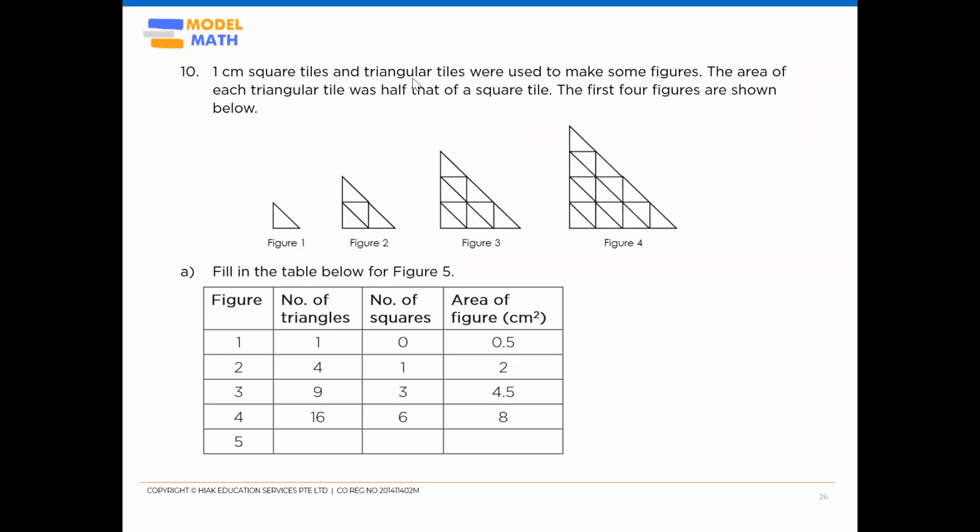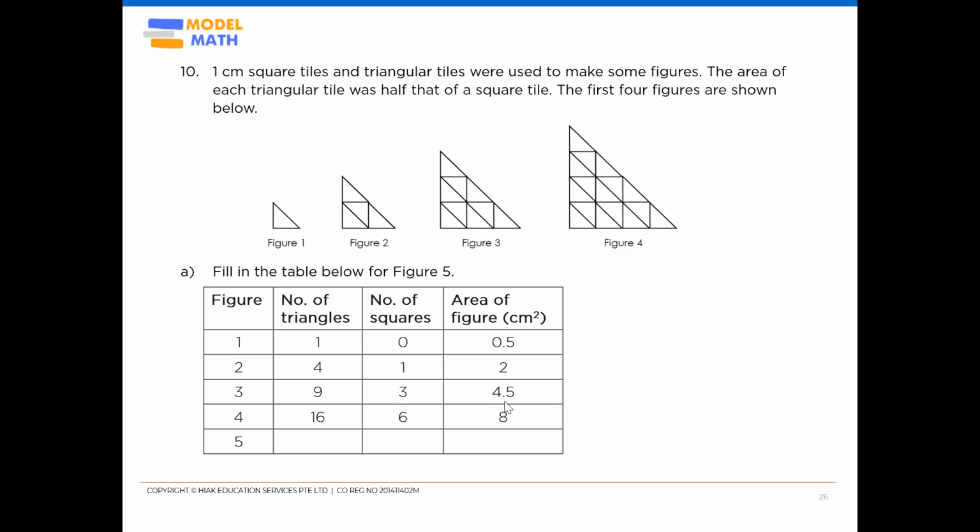1 cm square tiles and rectangular tiles were used to make some figures. When they say 1 cm square tiles, meaning every side of the square is 1 cm. The area of each rectangular tile was half that of a square tile. So every triangle is half of a square, and the first four figures are shown. We have a table provided for part A, and we're supposed to fill up the table.